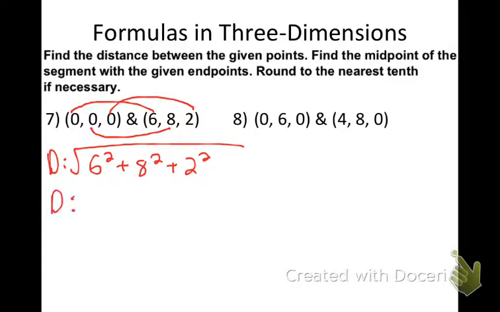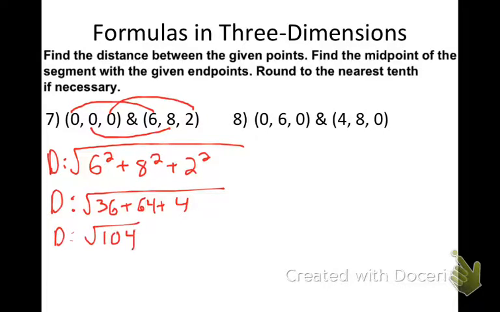So D here. Square root of, what's 6 squared? 8 squared. 2 squared. So 36 plus 64 plus 4 is? What's the square root of 104? That's approximately 10.2. One of these days you'll get one.